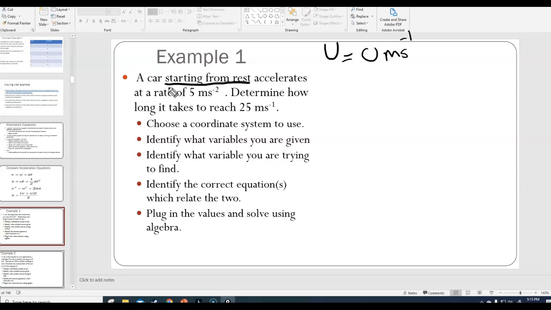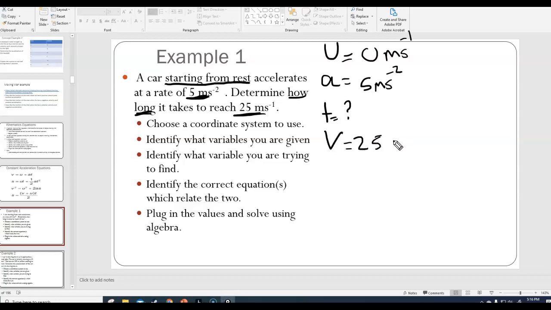Then I keep reading. It accelerates at a rate of 5 meters per second squared. Understand that nothing else in physics has the unit of meters per second squared except for acceleration. So the acceleration is 5 meters per second squared. The question says determine how long. When it says how long, it's not talking about length, it's talking about time, like how long is this going to take. So the question is asking me to find a time. That means my unknown is t. That's the thing I'm solving for. Determine how long it takes to reach 25 meters per second. Now from the unit meters per second, this is obviously a velocity. I was given the initial velocity, and so that must be the final velocity.